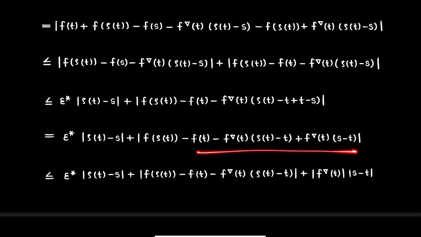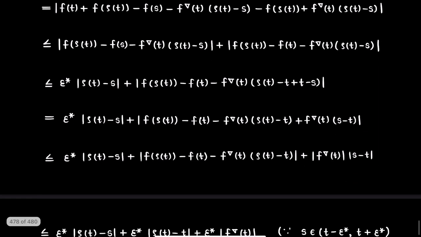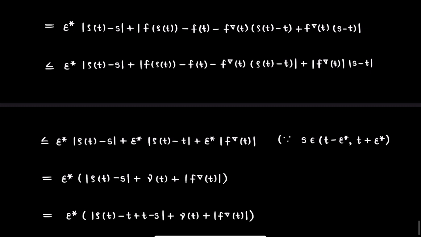So we get this term by taking minus from this term, and this minus will give plus f^∇(t) multiplied by (s minus t). So we get this whole term. Again this will be less than or equal to epsilon star multiplied by modulus of ρ(t) minus s, plus modulus of f(ρ(t)) minus f(t) minus f^∇(t) multiplied by (ρ(t) minus t), plus modulus of f^∇(t) multiplied by modulus of s minus t. So this is less than or equal to epsilon star multiplied by modulus of ρ(t) minus s as it is.